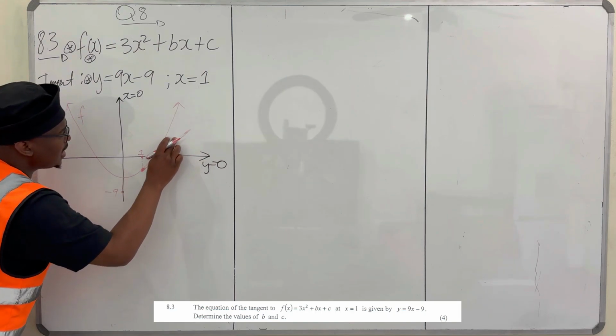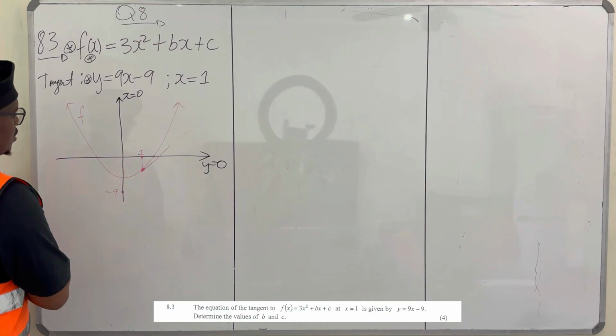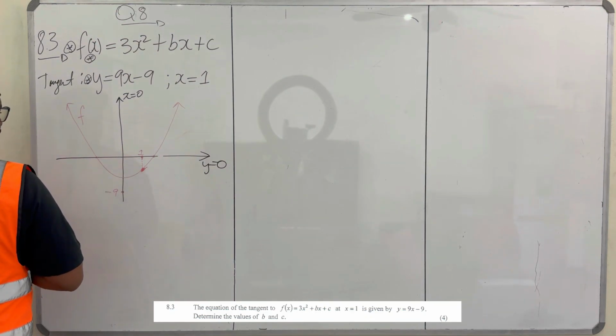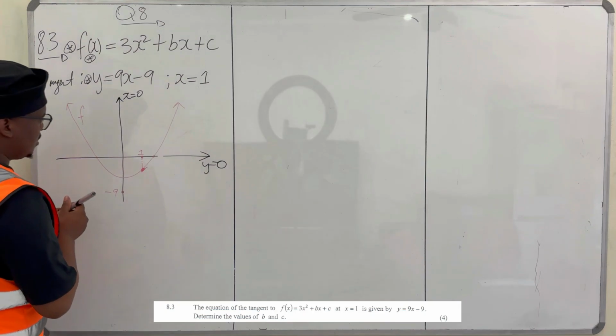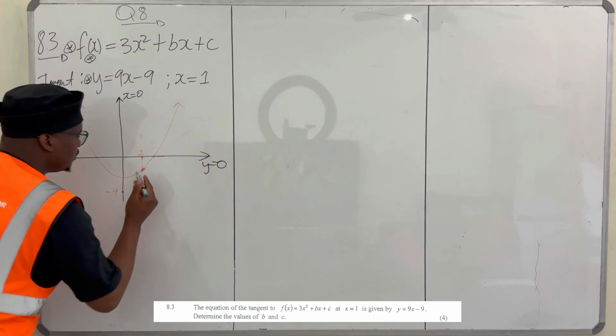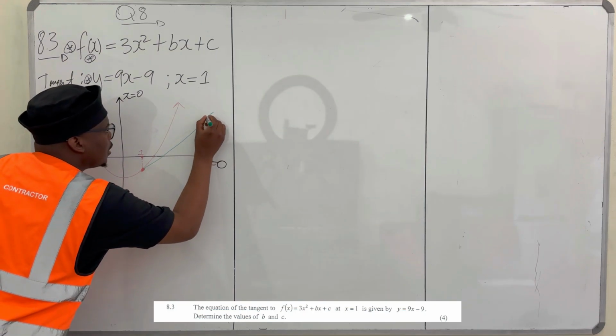Let me make it another color. Let me make the straight line not red. I'll use another color for the straight line so that it is clear. So, straight line.